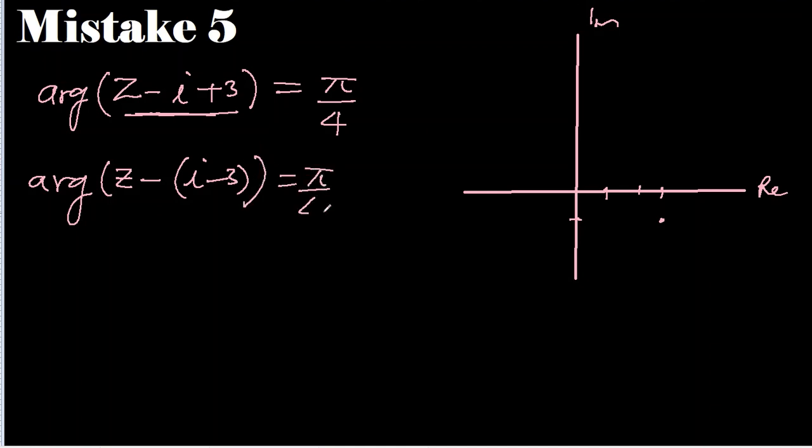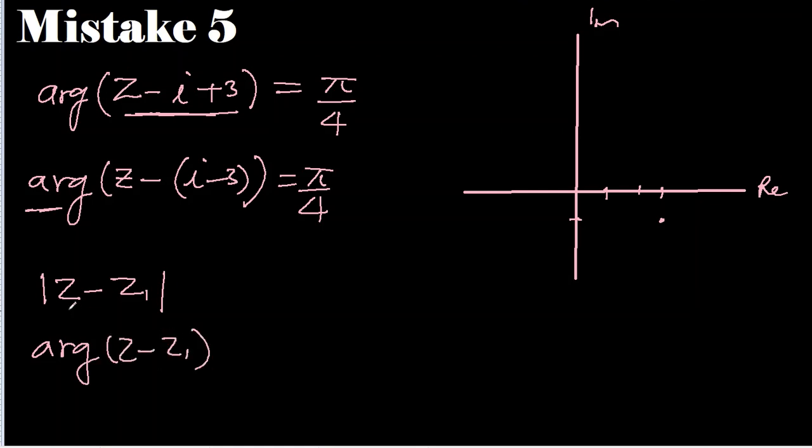Equal to pi by 4. The format of argument, and for that matter the modulus also, this should be the format of argument or the modulus, both of them: z minus something. This is an unknown complex number which is in reference with this particular point, which is achieved after we bring out minus out of it. So our actual point is i minus 3, not minus i plus 3.